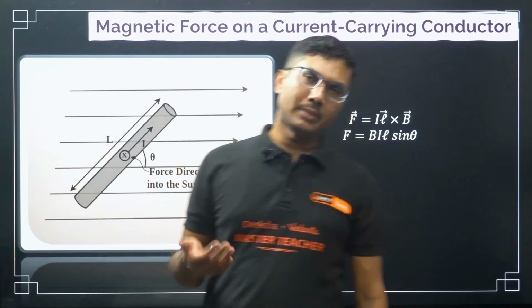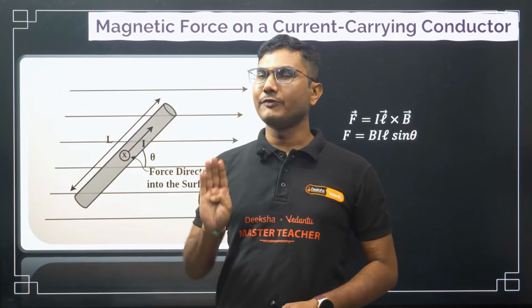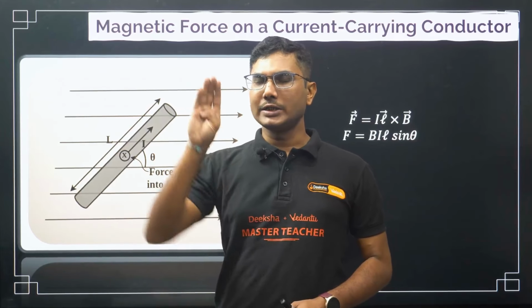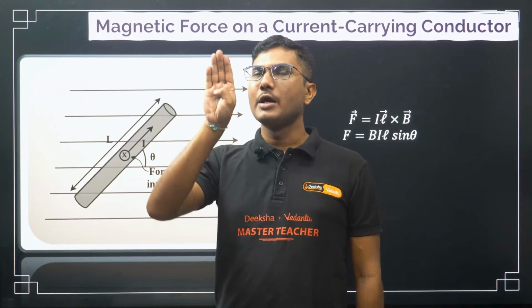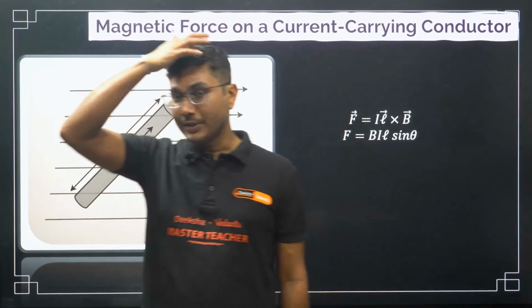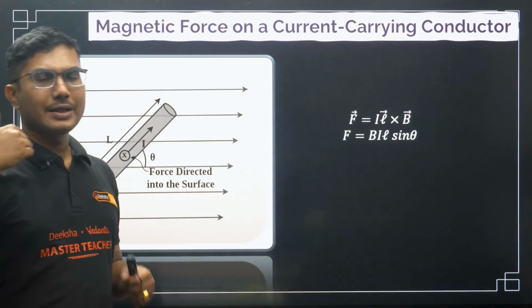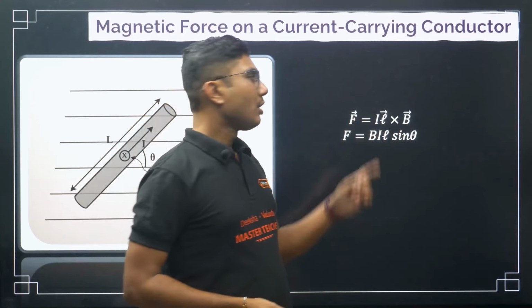If you remember, that is very good. If you don't remember, I am explaining it to you. So A cross B means first you point your fingers in the direction of A vector, then B vector next, and whatever is the direction of the thumb, that will give you the direction of the resultant vector. So this is the resultant vector, the cross product of L cross B.